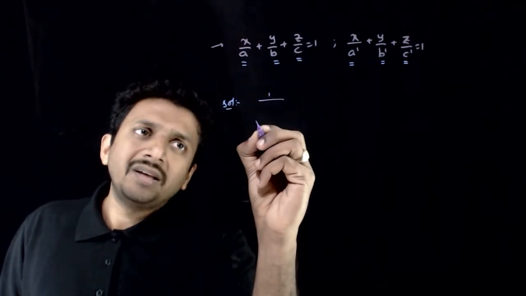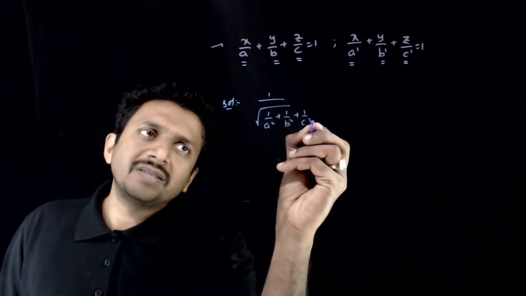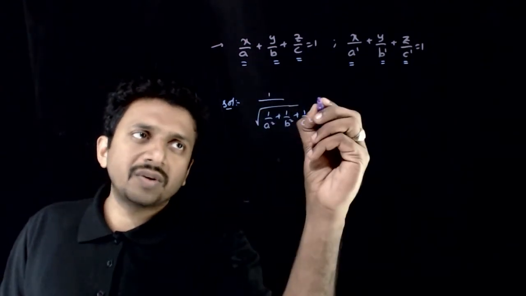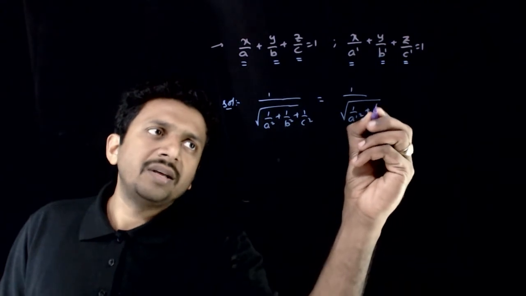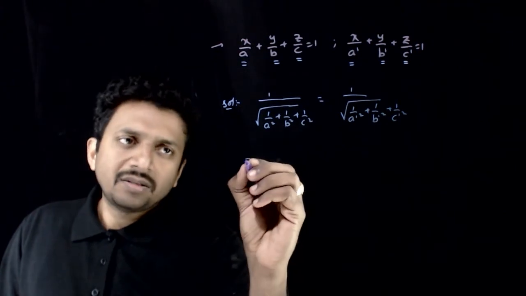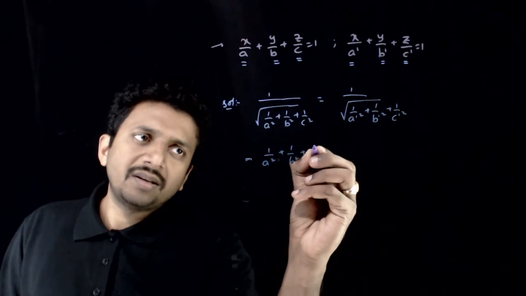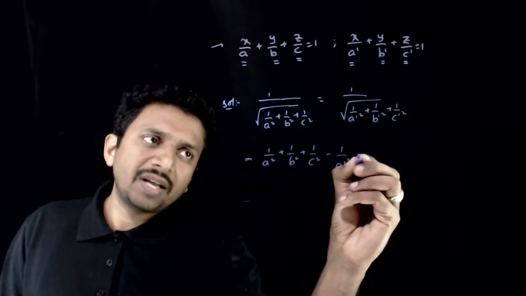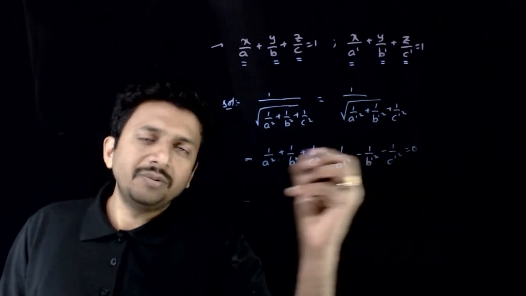1 by root of 1 by A square plus 1 by B square plus 1 by C square. That is, the constant term by root of X coefficient square plus Y coefficient square plus Z coefficient square, which is the same as 1 by root of 1 by A dash square plus 1 by B dash square plus 1 by C dash square. So on comparison, 1 by A square plus 1 by B square plus 1 by C square minus 1 by A dash square minus 1 by B dash square minus 1 by C dash square is equal to 0.